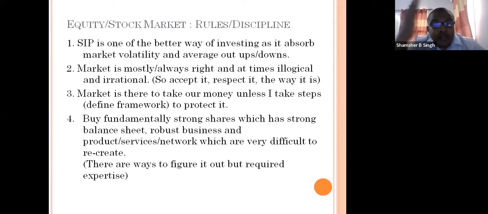So we need to understand those irrationalities, that when it goes up like anything, it also goes down. We need to accept it the way it is. It is irrational, illogical at times, but mostly it is right. One more thing is, the market is there to take our money. It is not there to reward us. It rewards only the investor who is disciplined, behaviorally organized, knowledgeable, experienced.